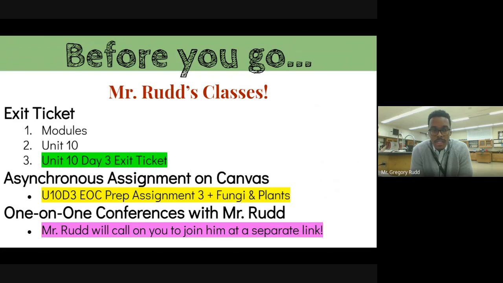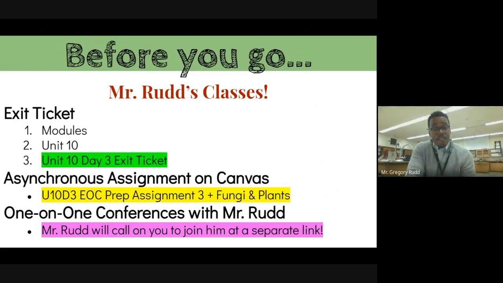So what we're going to do today, you all obviously have an exit ticket as per usual. You also have an asynchronous assignment per usual. But we're also going to do some one-on-one conferences. So I'm going to call on you all based on the people who are here. And you're going to join me at a separate link in another Google Meet where we can discuss some of your progress in the class and what you need to do to get back to a passing point. All right. In this conference, I would greatly appreciate being able to see your face. Keep that in mind.